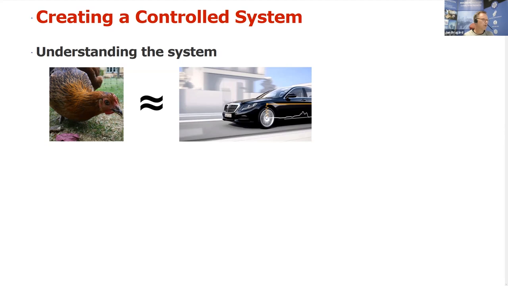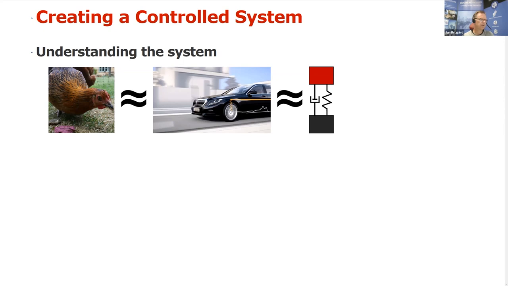In order to do this, we could design a control system for this, we could basically describe the head of the hen or the body of the car as one mass, and the body of the hen or the wheels of the car as another mass, which are then connected through a suspension system in the case of the car, and the neck in the case of the chicken. And these could be described as spring damper systems.